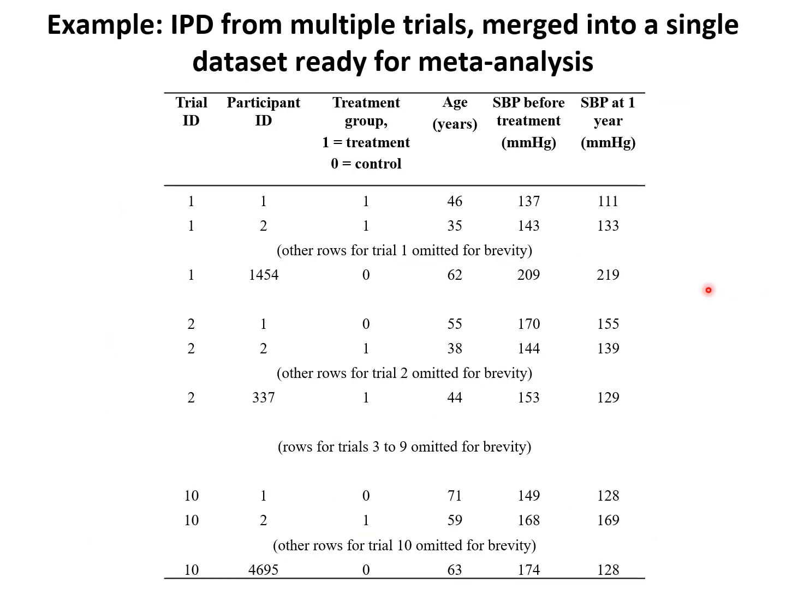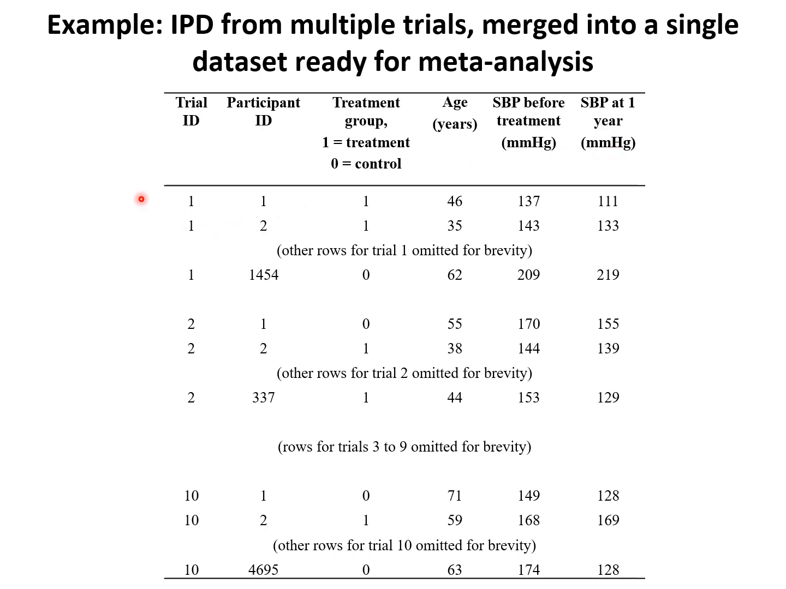So here's an example of hypothetical IPD. Again, let's go back to our 10 hypertension trials looking at antihypertensive treatment. So when we have an IPD meta-analysis project and we've got our IPD and we've merged it together at the end into a single dataset ready for meta-analysis, we'll end up with a big dataset like this, where we'll have our trial ID, we'll have our participant ID, and then we'll have the information for each participant, such as which treatment group they were in, their age, prognostic factors such as their blood pressure before treatment, and follow-up information such as their blood pressure at 1 year.